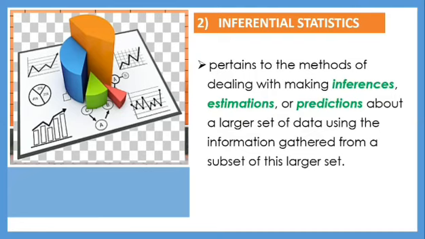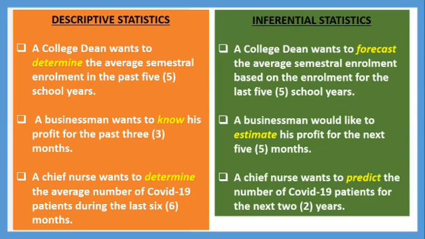Now, in order for us to better understand the differences between descriptive and inferential statistics, let's have examples. In descriptive statistics, our first example would be a college dean wants to determine the average semestral enrollment in the past 5 school years. So the verb that we may use is determine, meaning to say our college dean is just trying to describe, just trying to know the average semestral enrollment in the past 5 years.